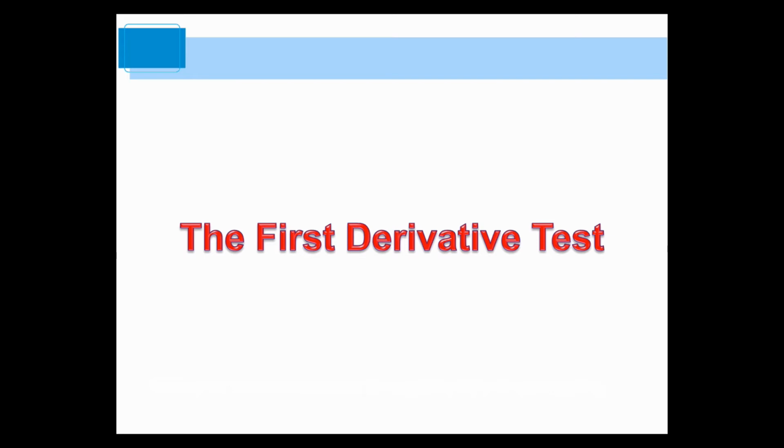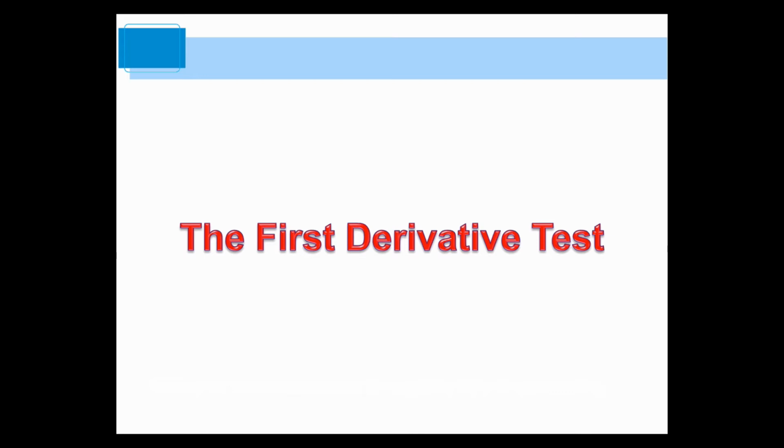First derivative test. Now we take it a step further. We take what we did already with increasing, we take the first derivative number line, and we use that to get to the first derivative test. The first derivative test is a test that you use to check to see if critical numbers are maxima or minima.